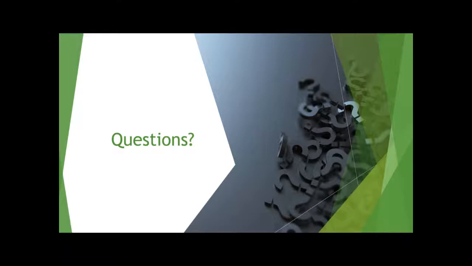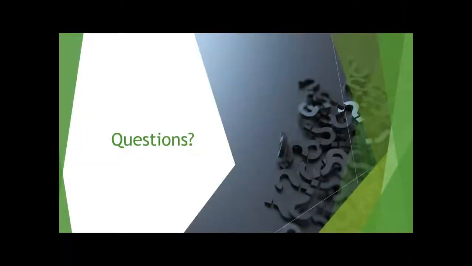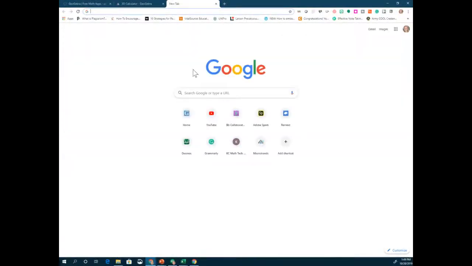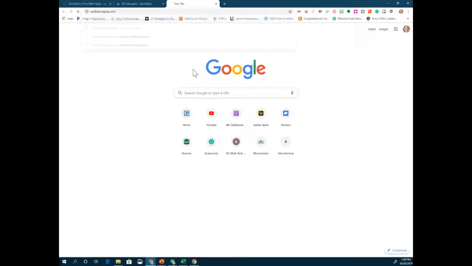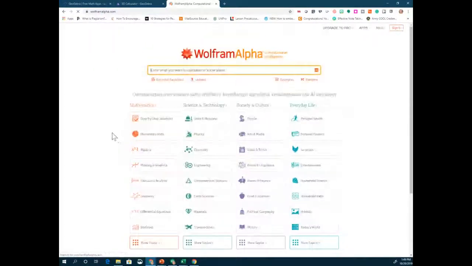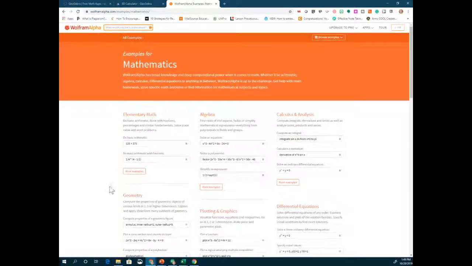If you want to check your work, let me get that back up again. A good place to check your work is Wolfram Alpha. So it's wolframalpha.com. And you can't get step-by-step solutions unless you pay, but it can solve systems of equations. And so you can at least check your work. And then it also provides a visualization.